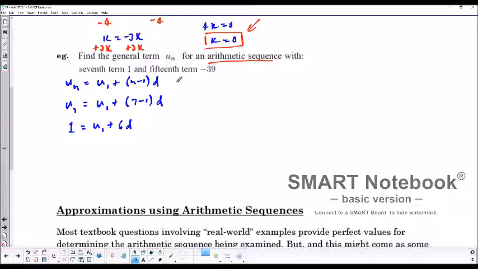We do the same thing here for the 15th term. U sub 15 is u1 plus 15 minus 1 times d.